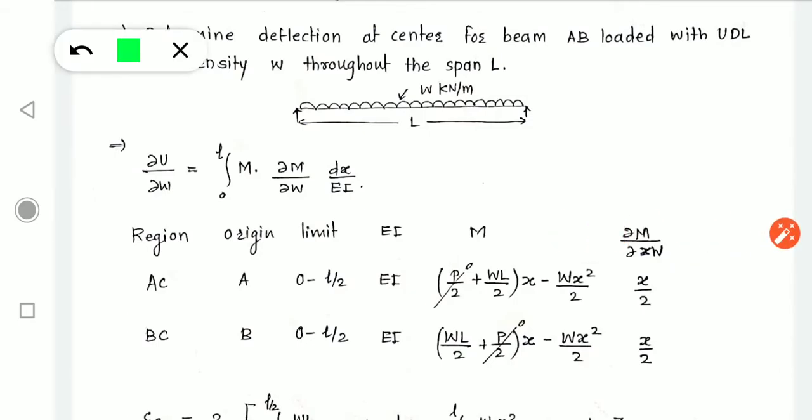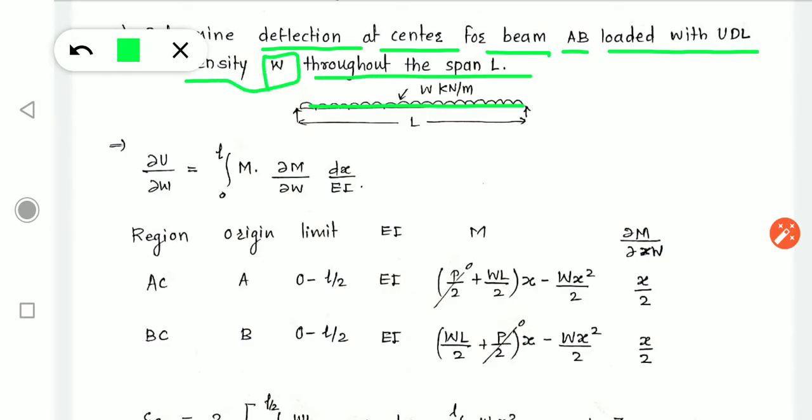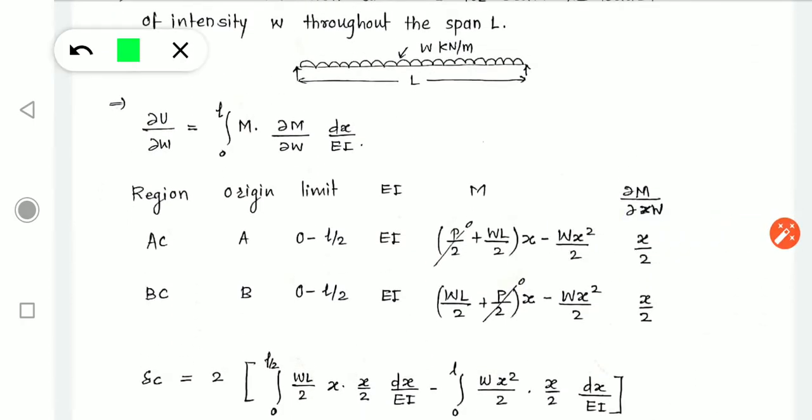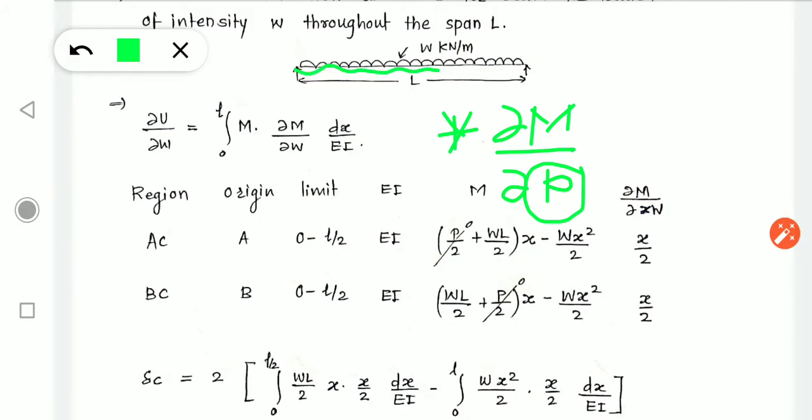So the question says determine the deflection at the center of the beam, at the center of this beam AB loaded with a UDL of intensity W throughout the length of the span. Now in this beam we want to calculate the deflection at the center, right? But a very important rule is that we are differentiating with the load, right? Partial M by partial P, but we don't have a P force anywhere on this.